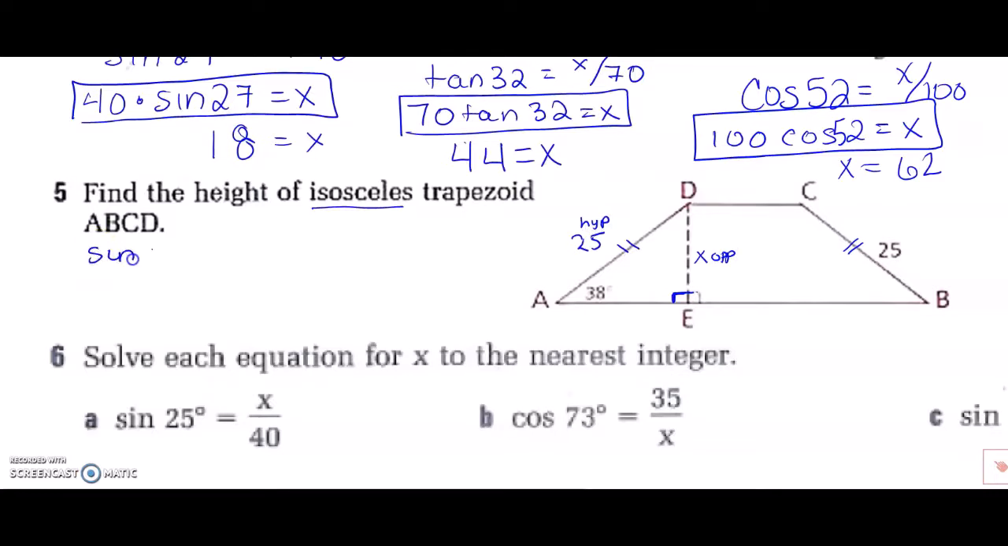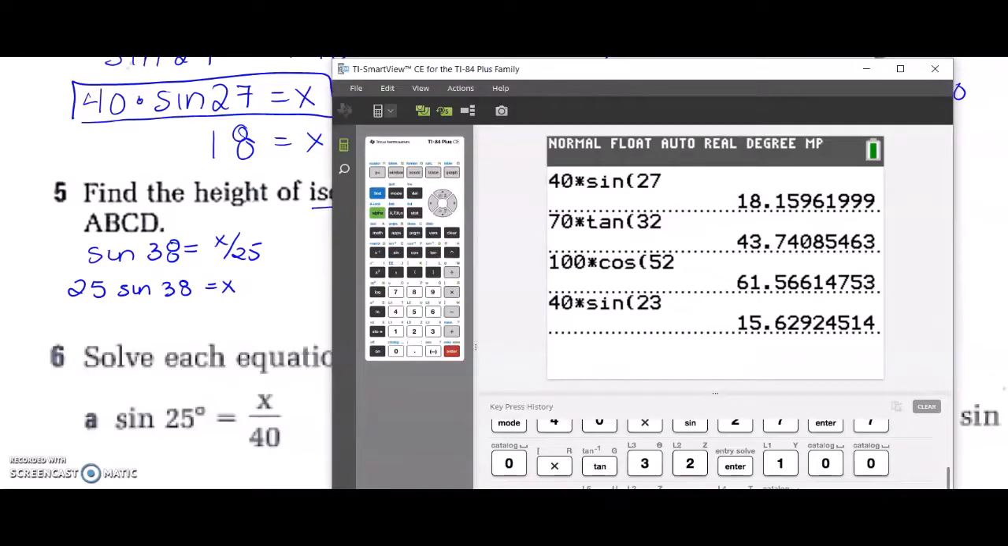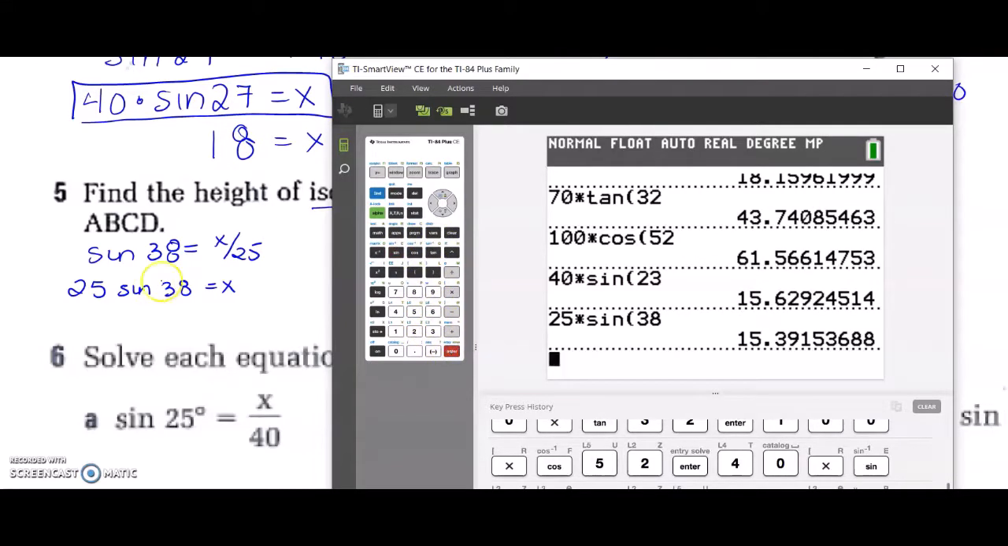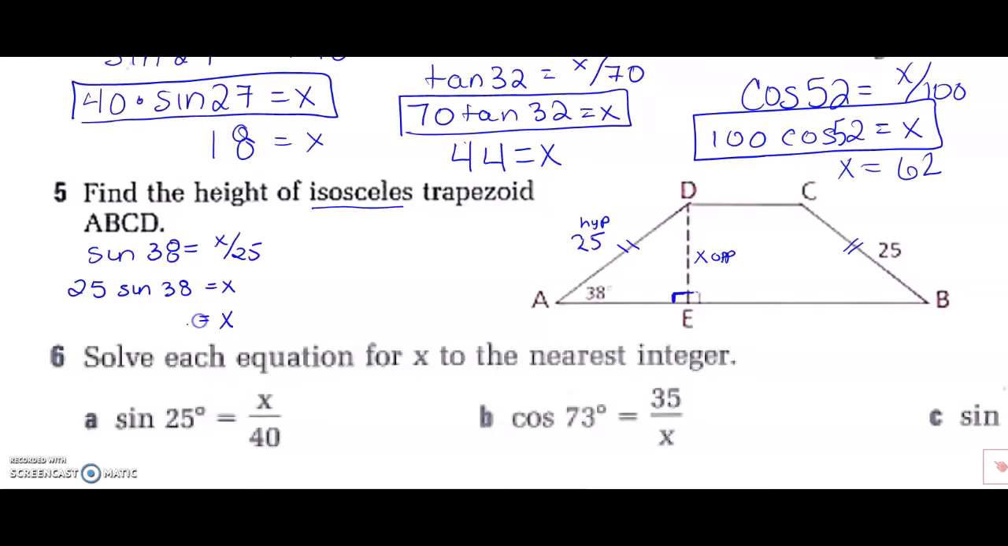So I need the equation sine of 38 is equal to x divided by 25. Multiply both sides by 25 to get my calculator ready form. And then I go over to my calculator. And x is about 15.